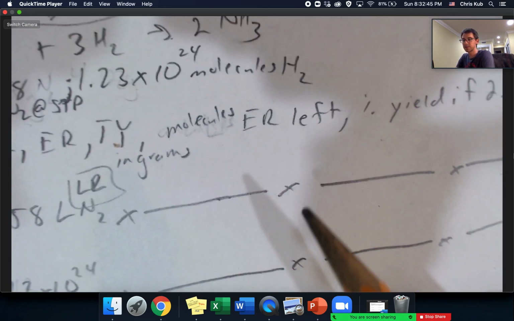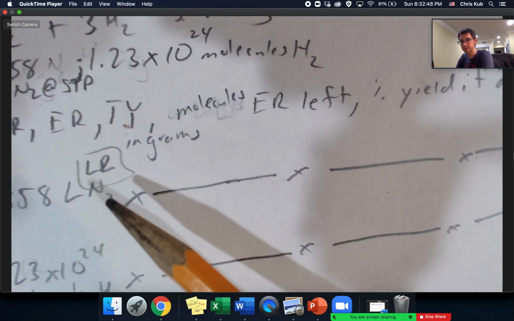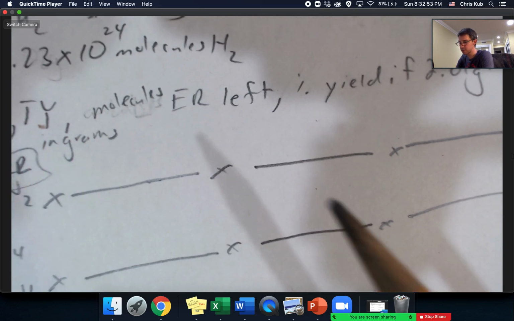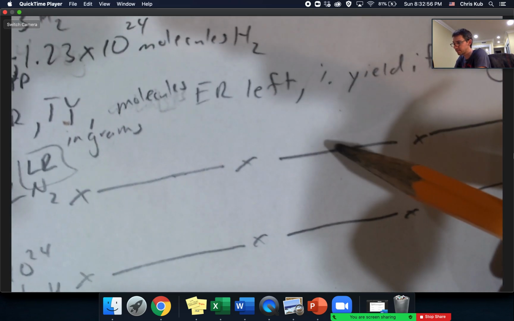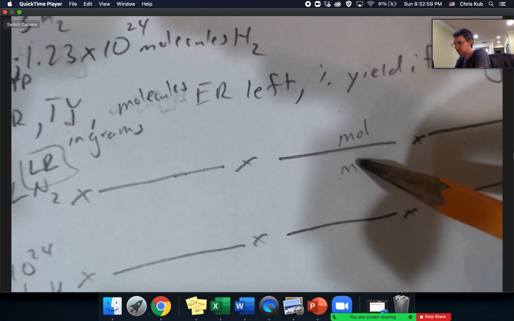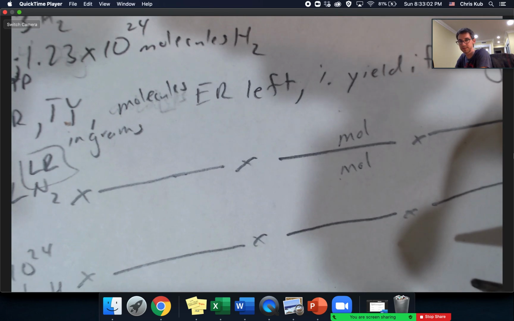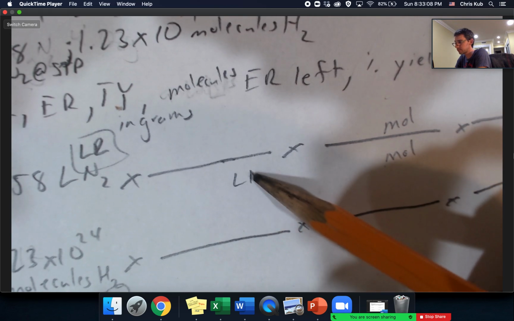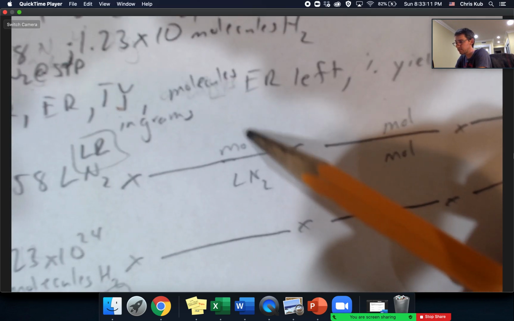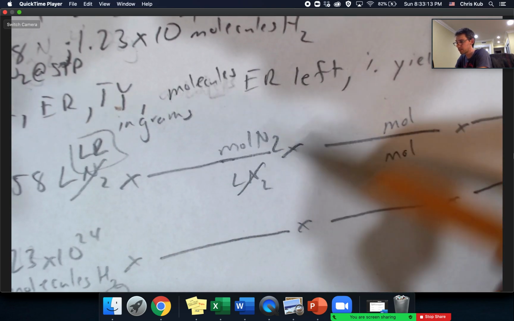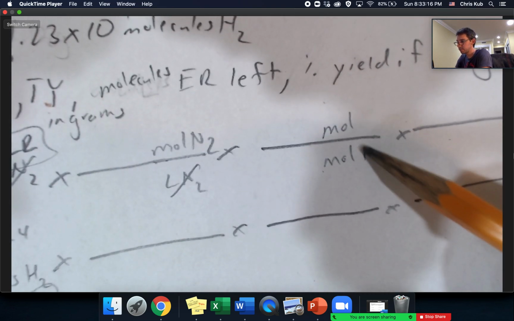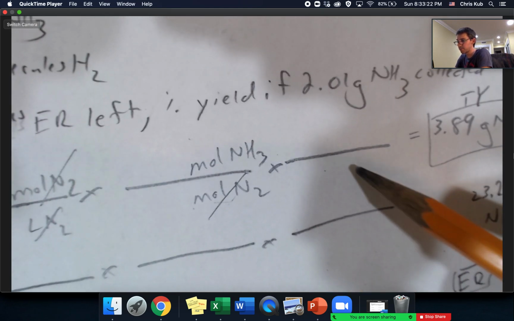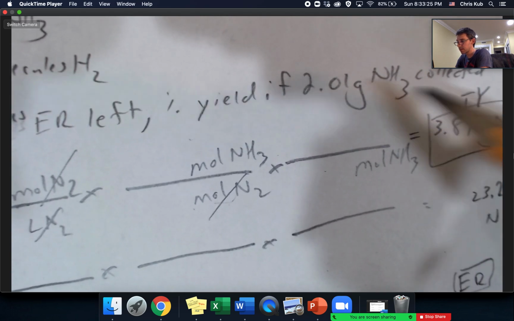But of course, there's only one way to convert from an amount of one substance, N2, into another, NH3. And that is using the mole-mole ratio. At the center of each of those conversions is the ratio of moles of one thing versus the other. So convert your liters of nitrogen into moles of nitrogen first. Then from moles of nitrogen into moles of ammonia, and then from moles of ammonia into grams of ammonia.